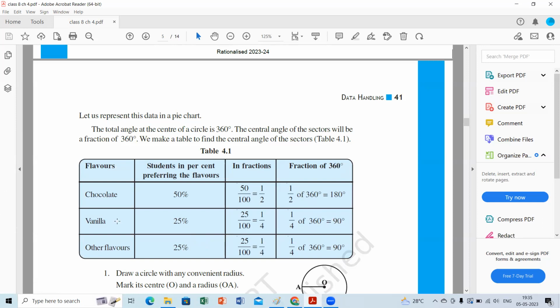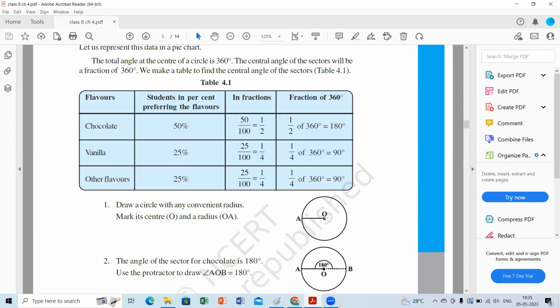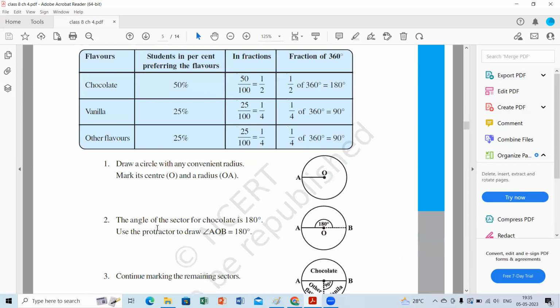First you construct your table to draw your chart. Once your table is ready, you go for construction of the pie chart. You need to draw a circle with your convenient radius. There is no fixed radius here. You can take your own radius and mark the center as O, as shown in your figure. That's OA. Now you have to find the angle of the sector for the chocolate flavor. We already constructed the table for every flavor, so we know how many degrees it is.